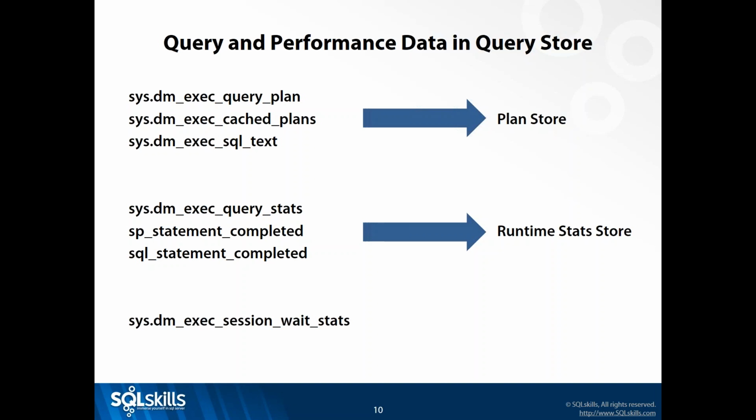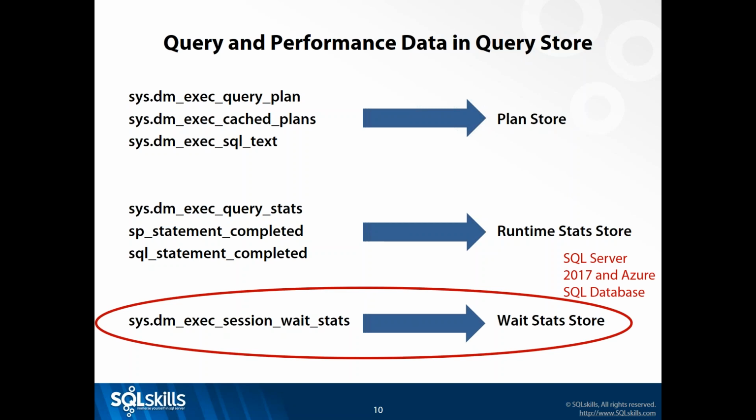And then if we were interested in wait statistics, we might pull information from DMExec session wait stats, which would be specific to the wait statistics for a given session. That information is stored in the wait stats store portion of Query Store. It's important to know that wait stats information is specific to SQL Server 2017 and Azure SQL database. That hasn't been ported back to SQL 2016. You're only going to see that in SQL Server 2017.